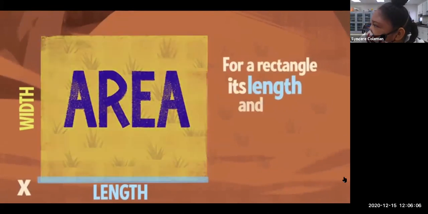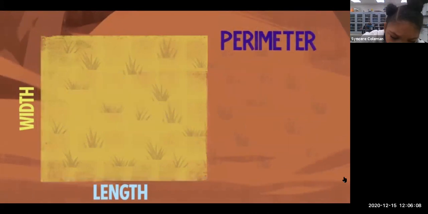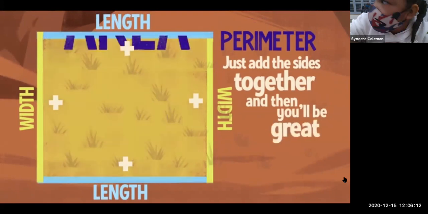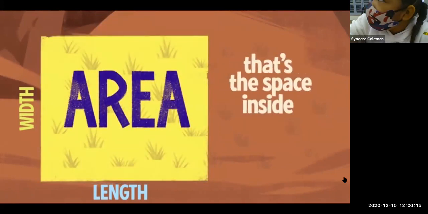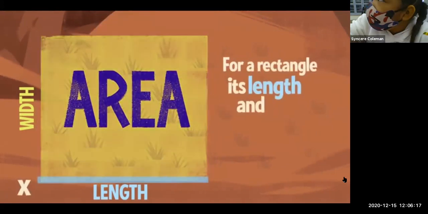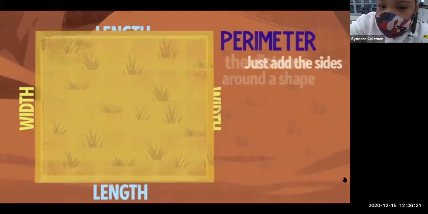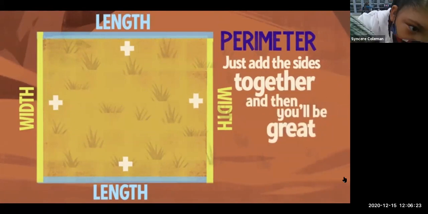For a rectangle, its length and width are multiplied. And perimeter, the distance around a shape. Just add the sides together and then you'll be great.